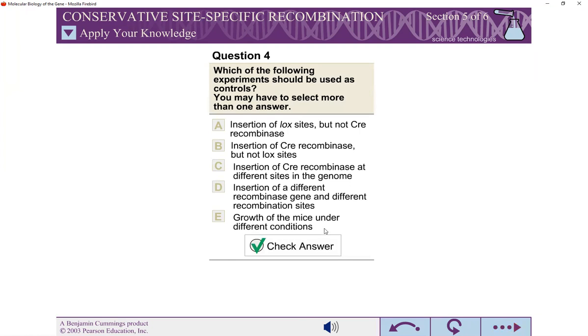No. The growth of the mice under different conditions does not change the requirement. It will not alter the requirement for that particular gene. It will not alter the mice requirement. So the mice requirement will remain the same. As the requirement remains the same.